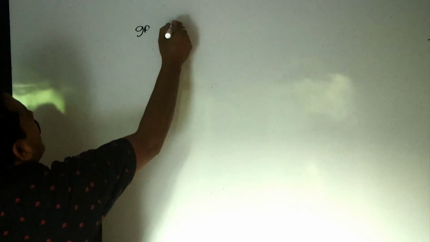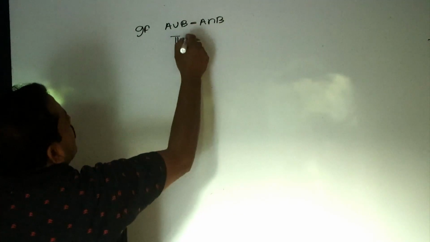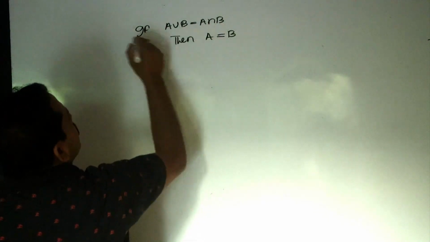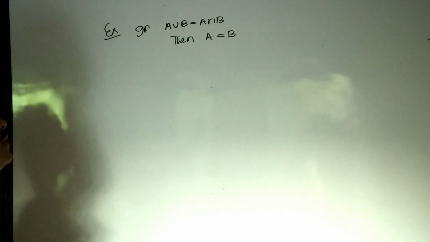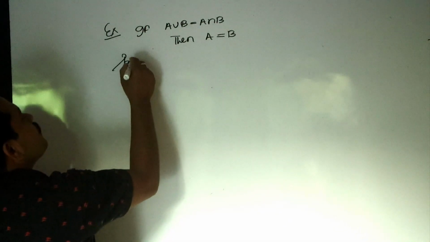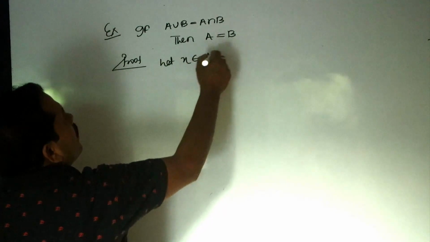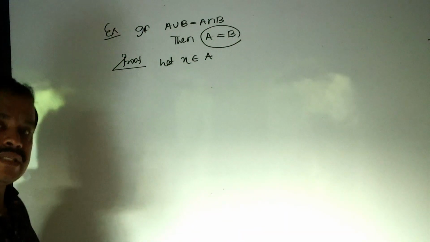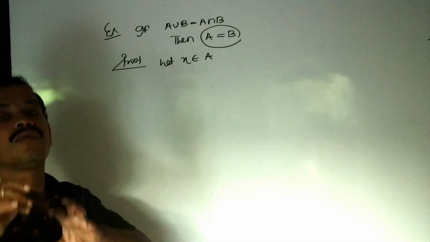If A union B equals A intersection B, then A equals B. How can we prove this? If A union B equals A intersection B, we have to prove A equals B. That means we have to prove A is a subset of B and B is also a subset of A. Then we can conclude that A equals B.